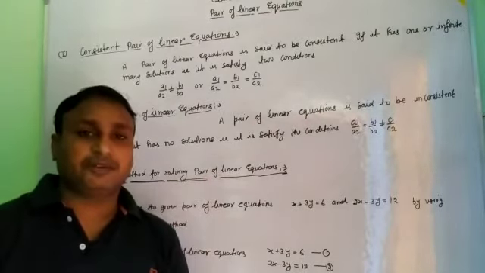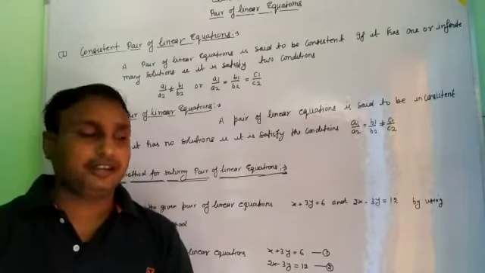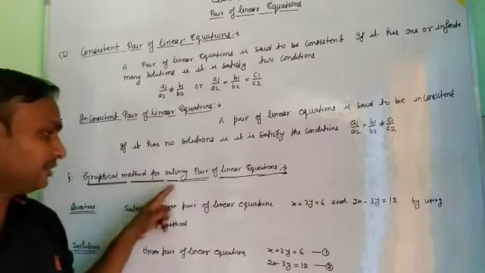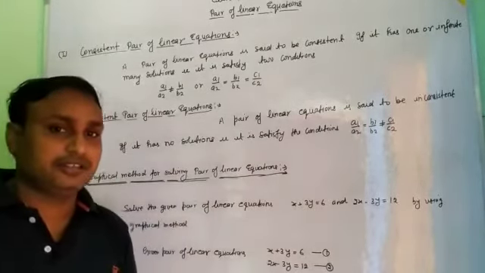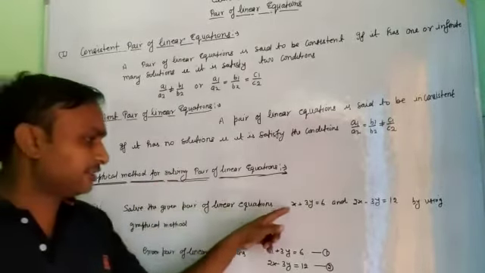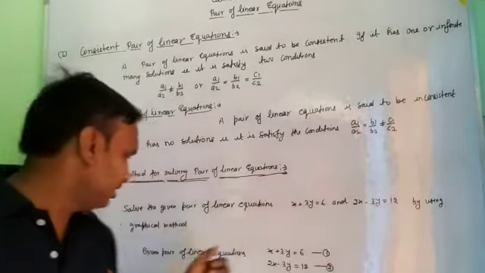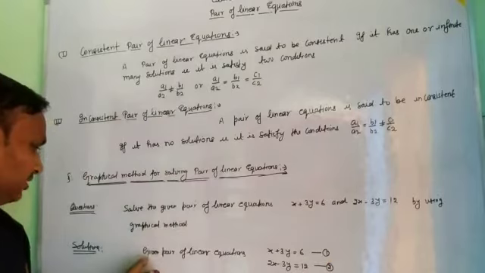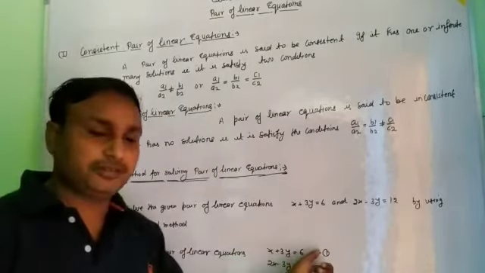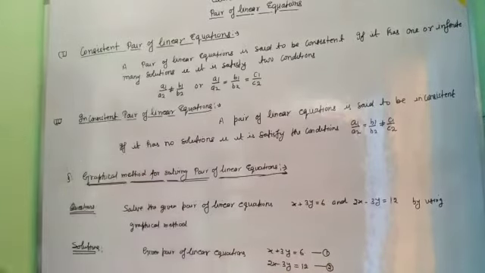There are two methods for solving a pair of linear equations: the graphical method and the algebraic method. First, I will discuss the graphical method for solving a pair of linear equations. Through an example, solve the pair of linear equations x plus 3y equal to 6 and 2x minus 3y equal to 12 by using the graphical method. Solution: given pair of linear equations x plus 3y equal to 6, equation 1, and 2x minus 3y equal to 12, equation number 2.